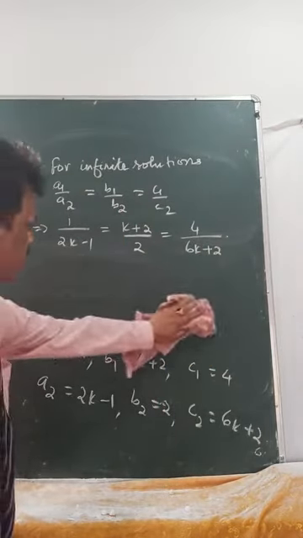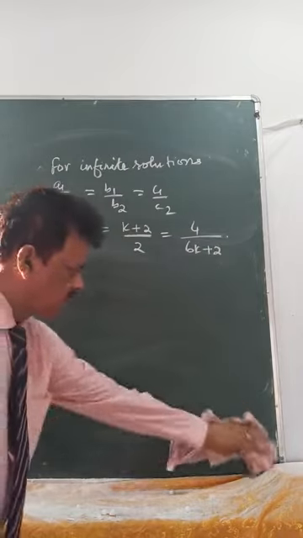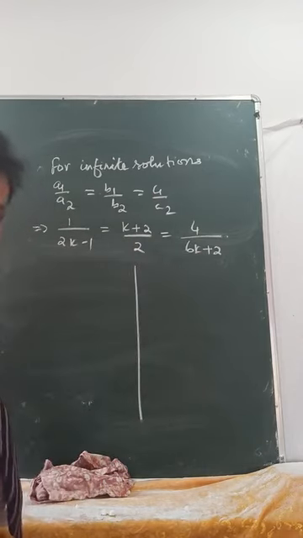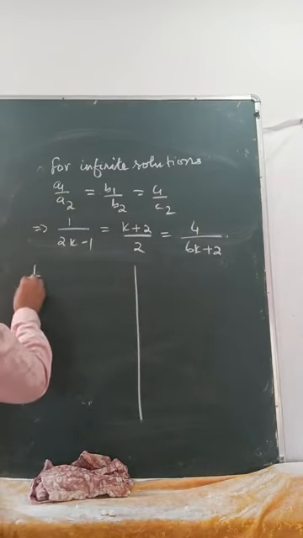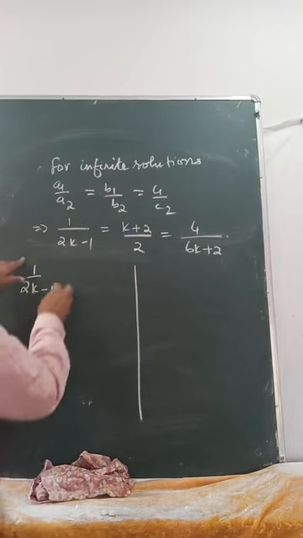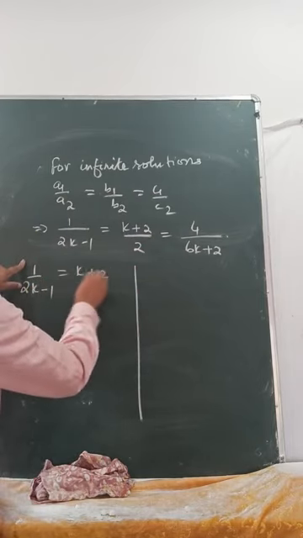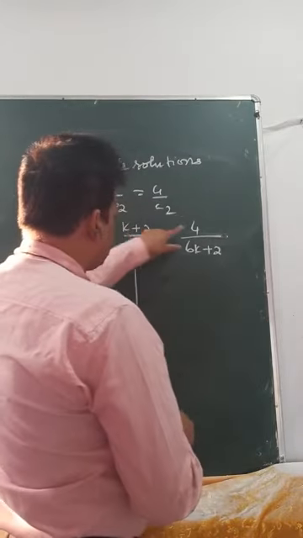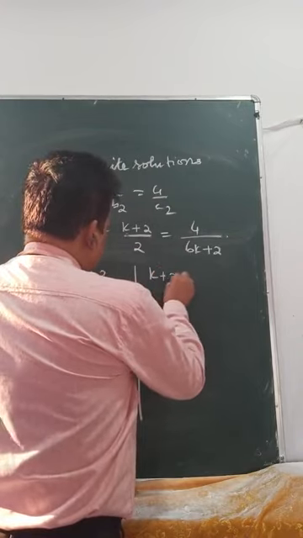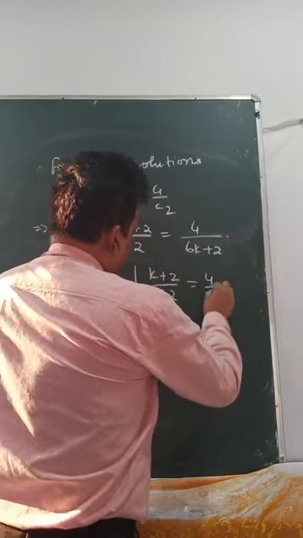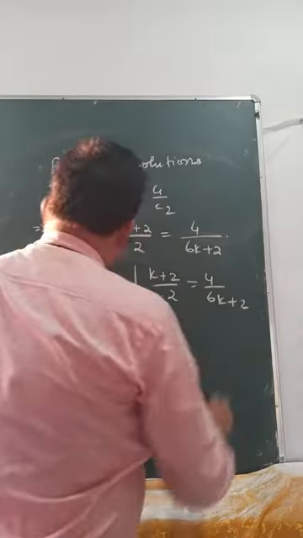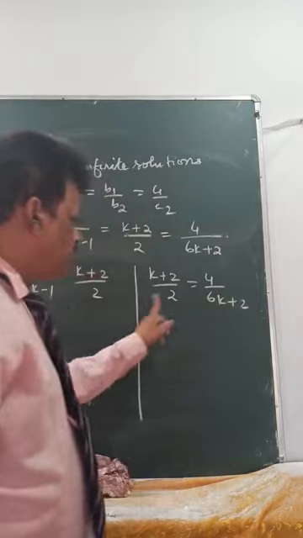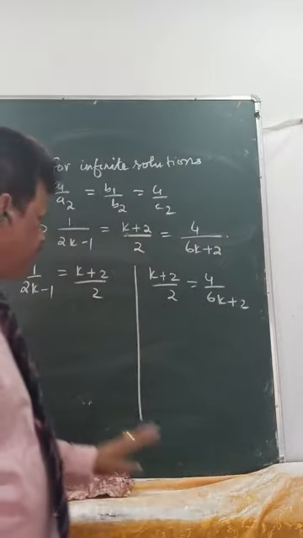How to solve it? K is here, k is here, k is here. So you make two parts. What are those two parts? First part is 1 by 2k - 1 equals (k + 2) by 2. Again you will write this equals to this: (k + 2) by 2 equals 4 by 6k + 2. So you have to solve here, find k, and solve here, find k, and both the values should be the same.